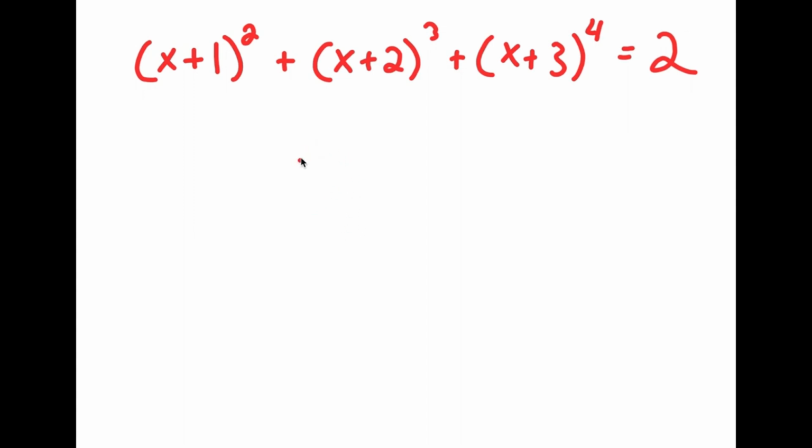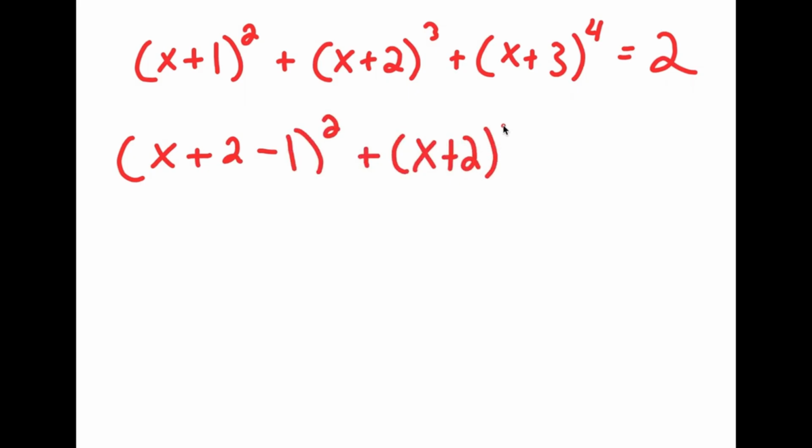Alright, so in this problem, I have (x + 1)^2 + (x + 2)^3 + (x + 3)^4 = 2. So, to solve this, I'm going to first start by rewriting (x + 1)^2 as (x + 2 - 1)^2.